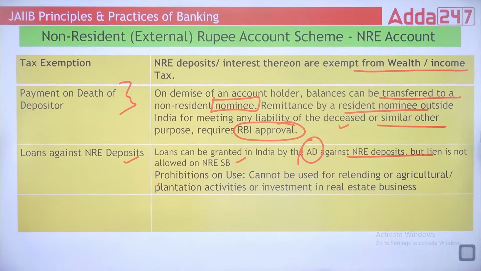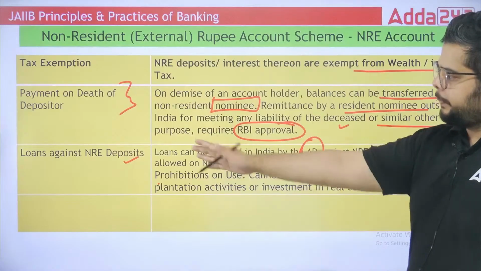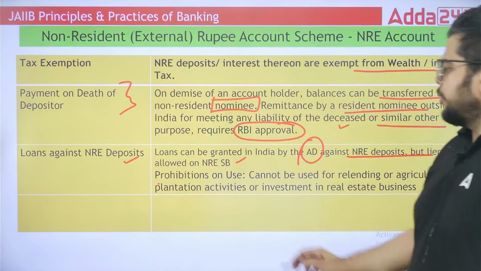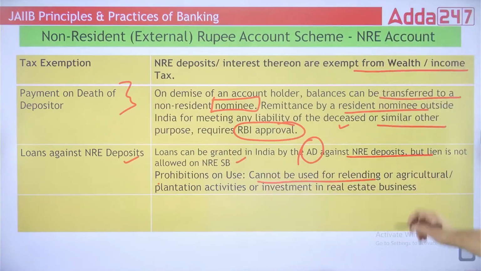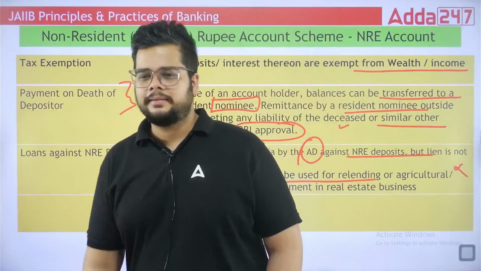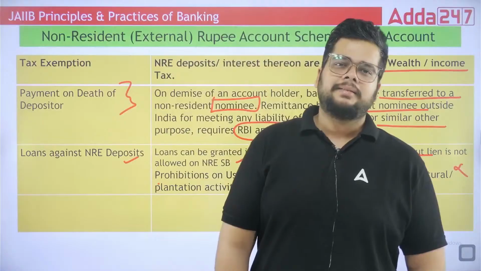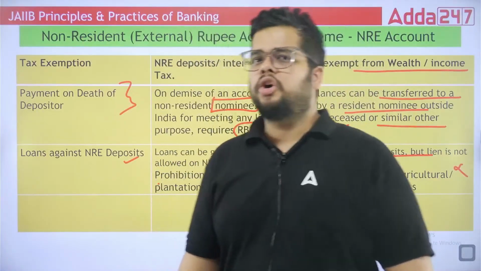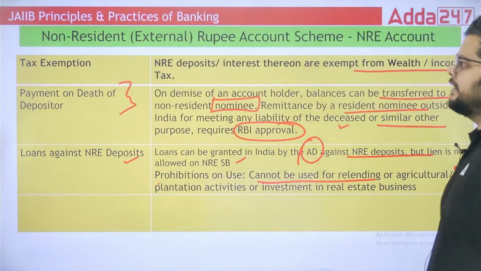But yes, the aggregators can have the loans distributed to the NRI deposits. Prohibitions on the use: they cannot be used for re-lending, or agricultural or plantation activities, or for that matter investment in real business, real estate business. Why is it prohibited in the real estate sector? The reason is simple, in order to prevent money laundering activities.